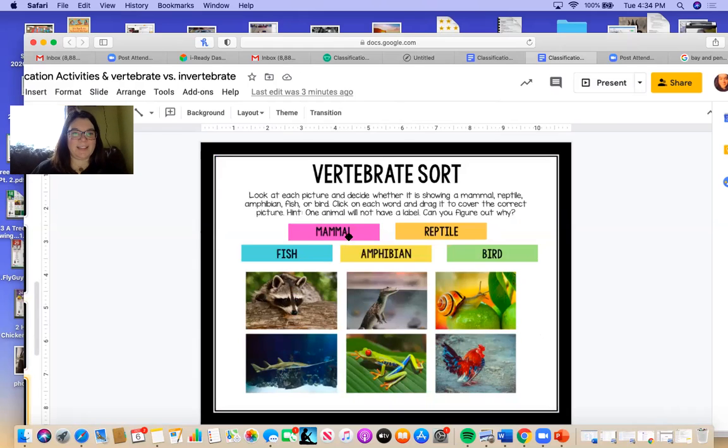So here, this will also be just a very simple matching the vertebrate to the picture. One of these will not have a picture. If you notice, there are 5 labels and there are 6 pictures. So I'm not going to do that one for you. You can go back and watch through this lesson. And so one of these is not a mammal, reptile, fish, amphibian, or bird.